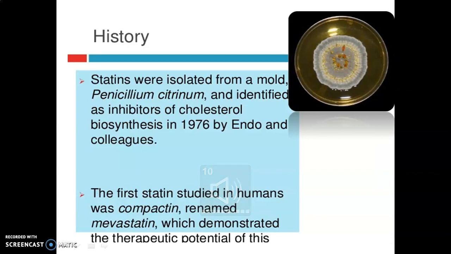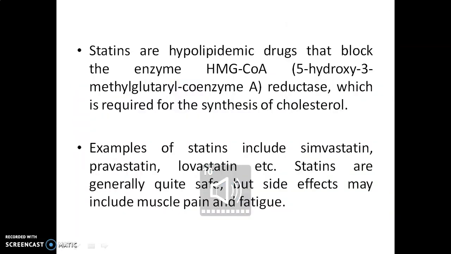How were the statins discovered? The statins were discovered by isolation from mold such as Penicillium citrinum and identified as inhibitors of cholesterol biosynthesis in 1976 by Endo and colleagues. The first statin studied in humans was compactin, renamed as mevastatin, which demonstrated the therapeutic potential of the statins.